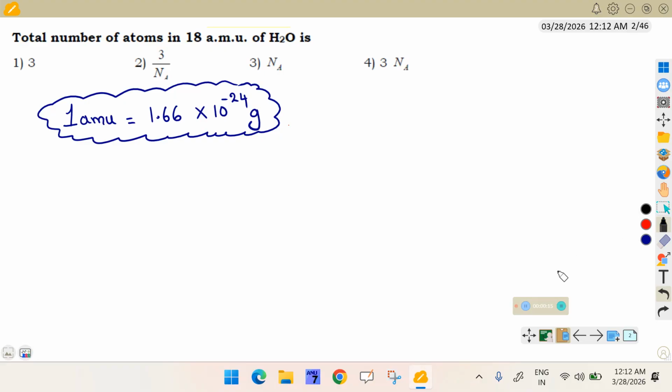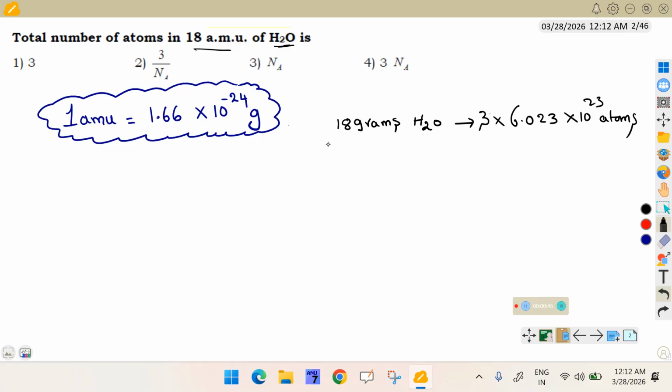Total number of atoms in 18 AMU of H2O. We know that 18 grams of H2O contains 3 atoms, 3 into Avogadro number of atoms, 6.023 into 10 power 23 atoms.